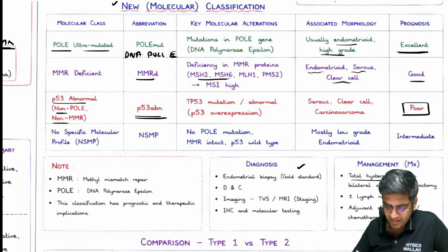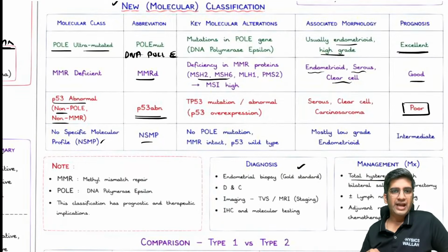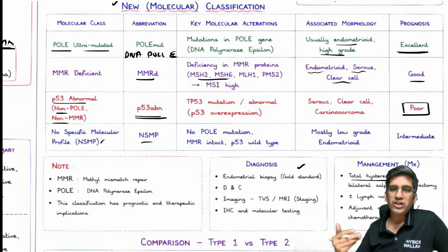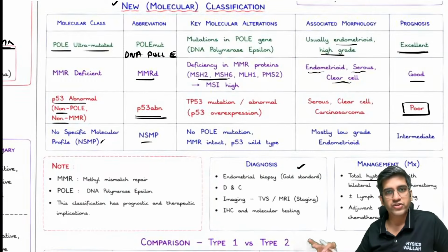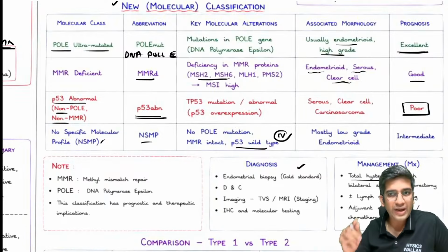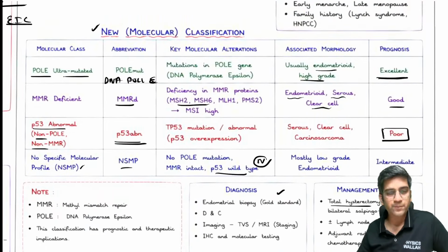Or I don't have any specific molecular subtype. I'm not able to find it out, or the hospital does not have the technique or capability to do it, or the patient is not able to afford it. I keep them as intermediate prognosis. If I don't have anything, wild type means P53 is normal. Wild type is equal to normal. Wild type is not mutated, right? So that's the new classification.